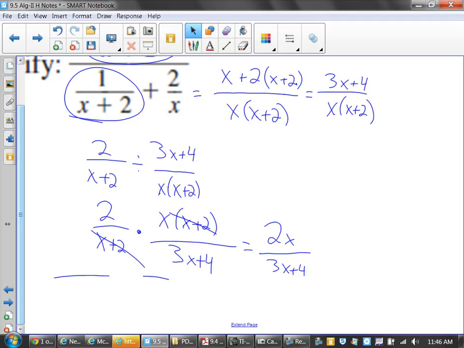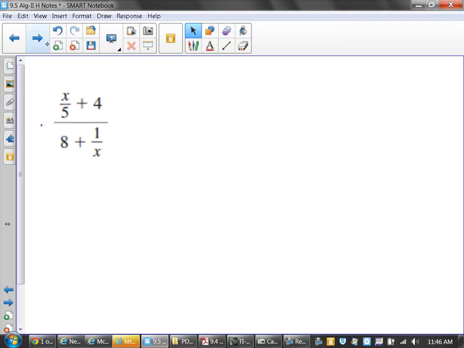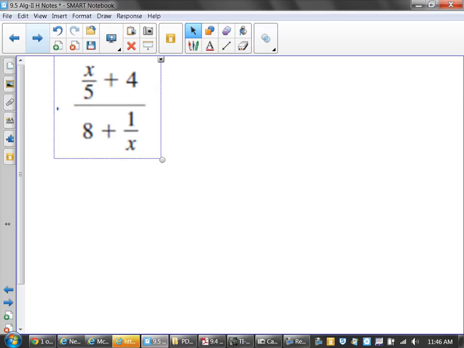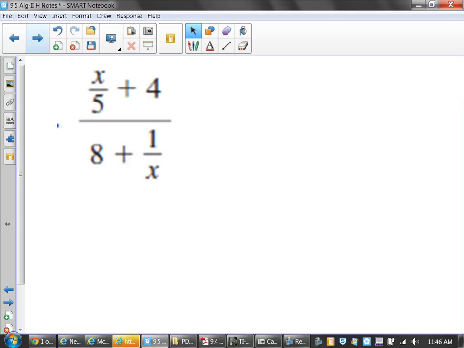Let me give you one of these. Try that. Now, be careful. You've got to do something in the numerator and something in the denominator here.